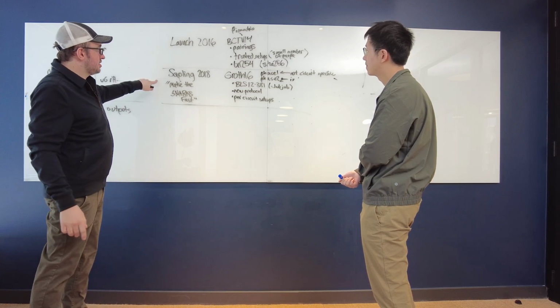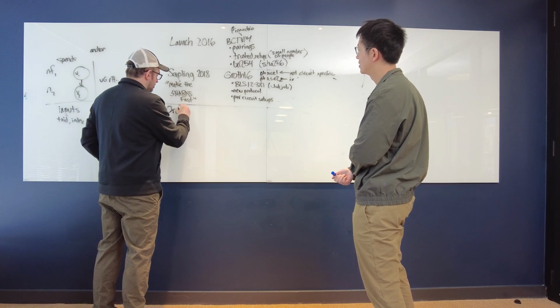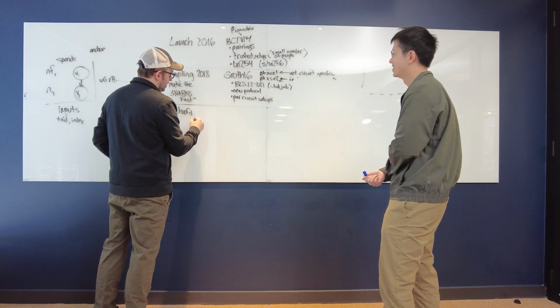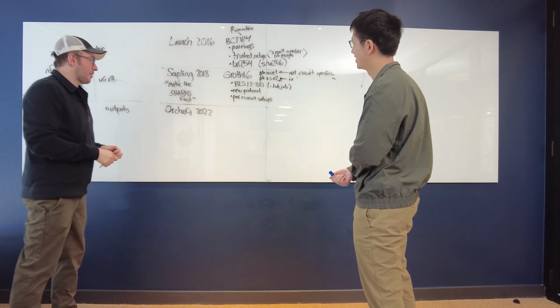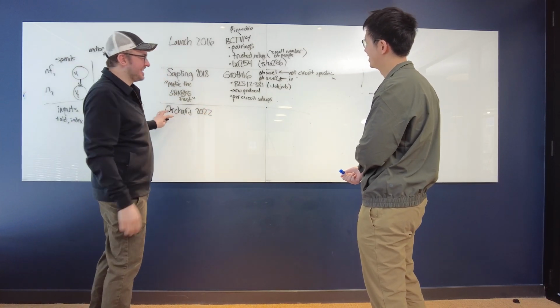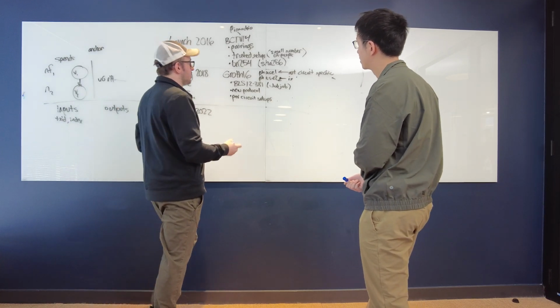So that was Sprout, Sapling, and then Orchard, which only God knows what year that was. I think it was like 2022 or something. I don't remember. Orchard was the new version of the shielded protocol. This didn't require a trusted setup.